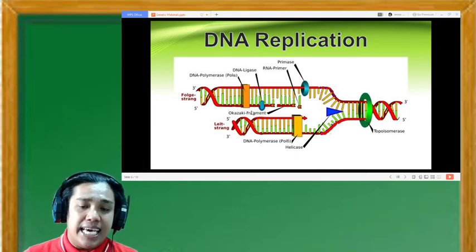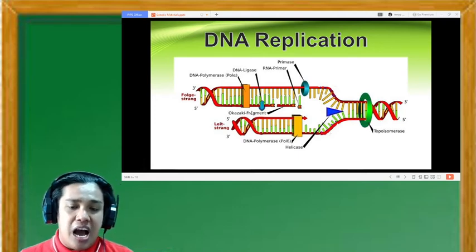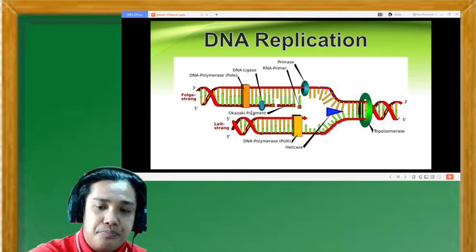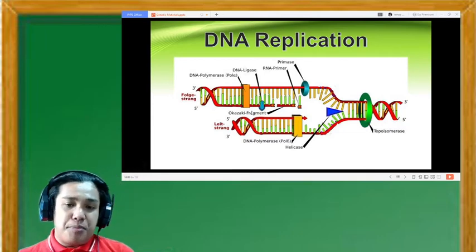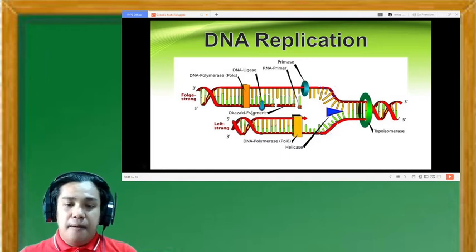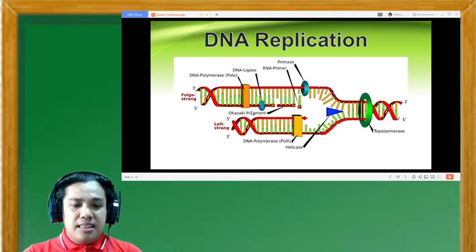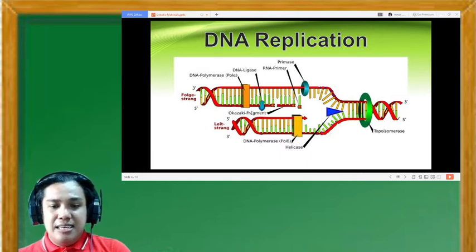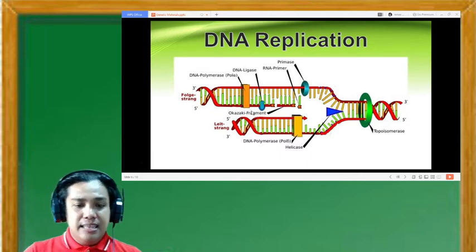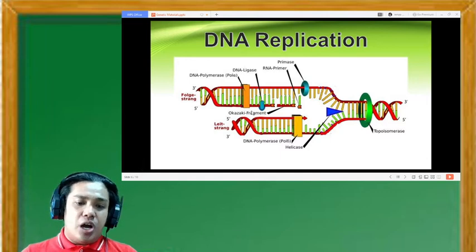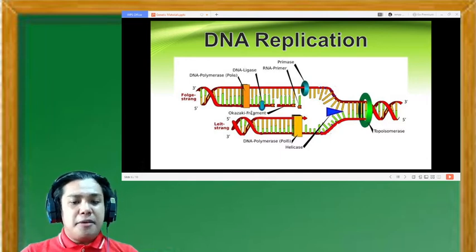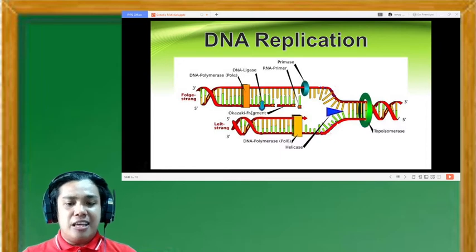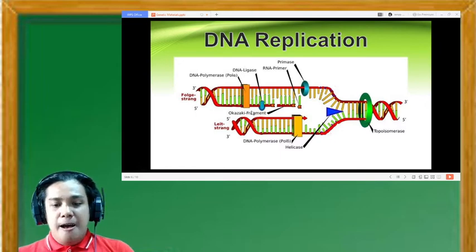Okay, the helicase, the arrowhead, which unwinds or breaks down the strands. Okay? Then the RNA primer binds to the leading strand running in the 3 to 5 direction. Okay? This RNA primer acts as the starting point of synthesis.